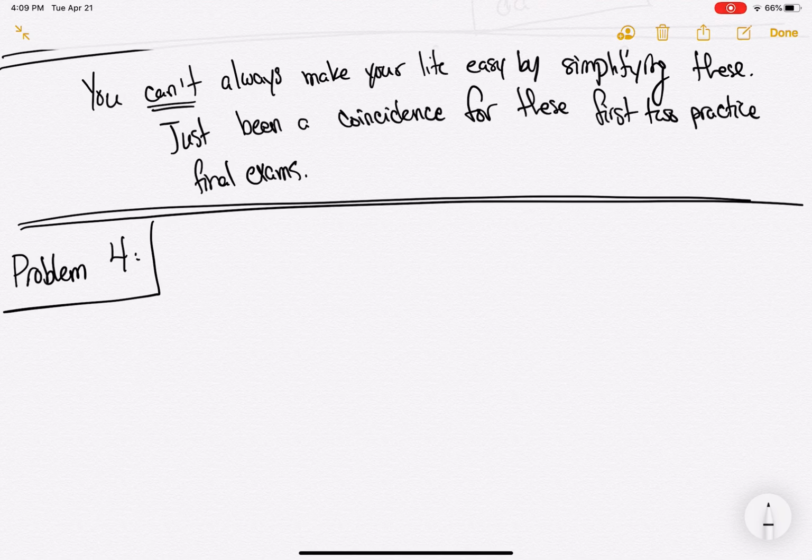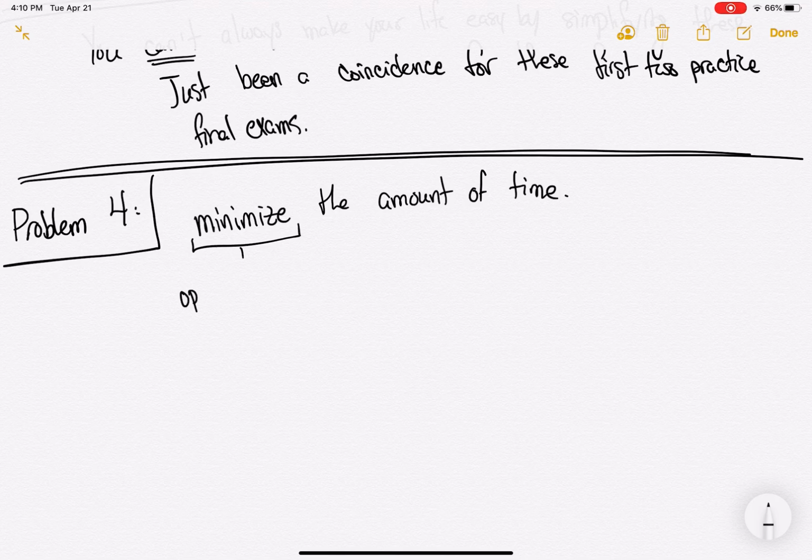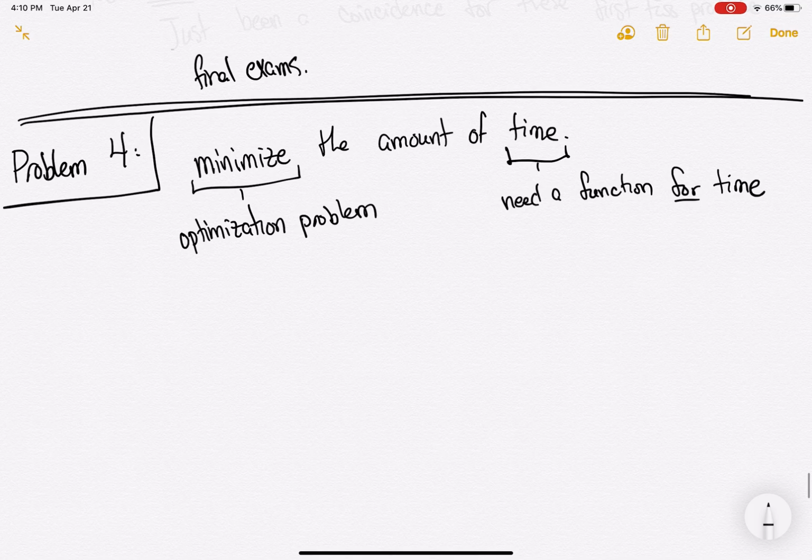Holy crap, that was a ginormous paragraph of words. So we really need to dissect this. The most important thing to dissect, and I've emphasized this in the final, is that I use the word minimize. Minimize the amount of time. So that means optimization problem. And time here means we need a function for time. Not a function of time, a function for time. So I'm going to call it T of x, capital T of x for now.